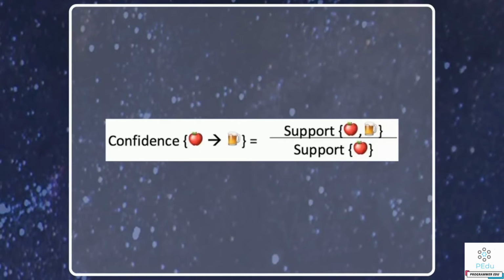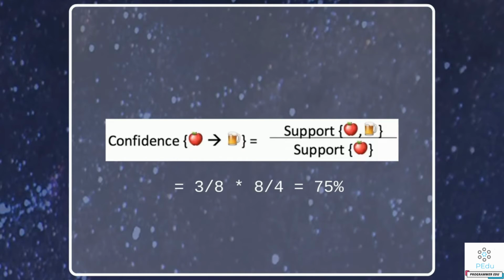So the confidence is going to be the support of apples and beer divided by the support of just apples alone. And to calculate this, we see that 3 out of 8 times apples and beer are bought together.